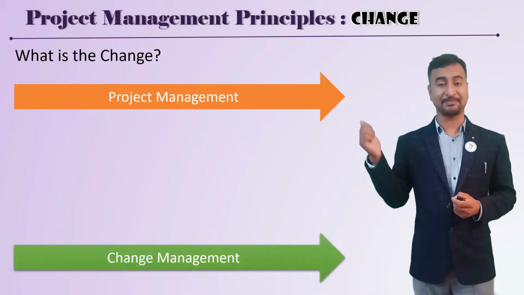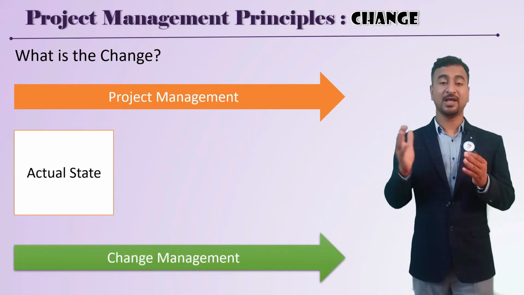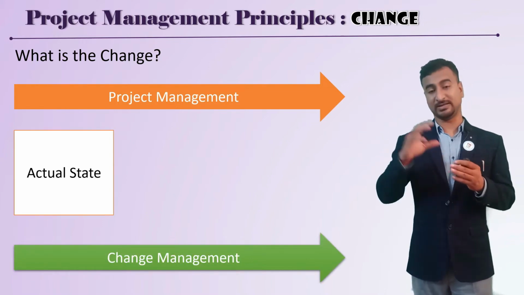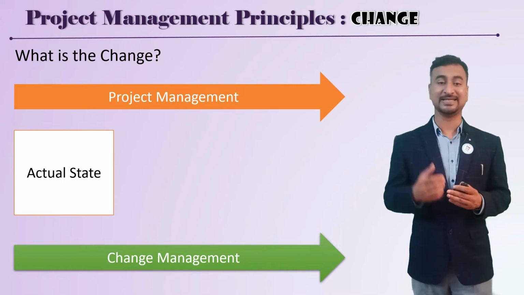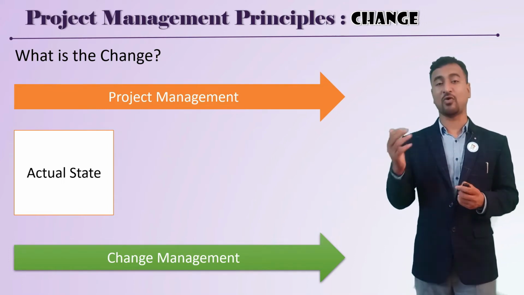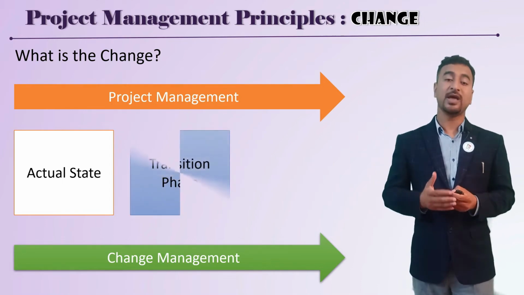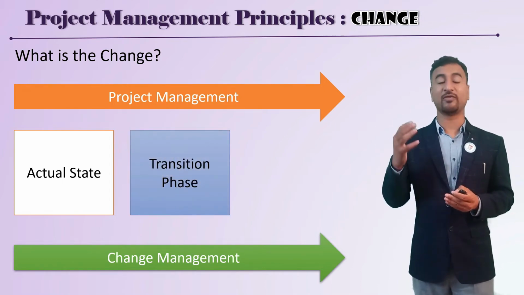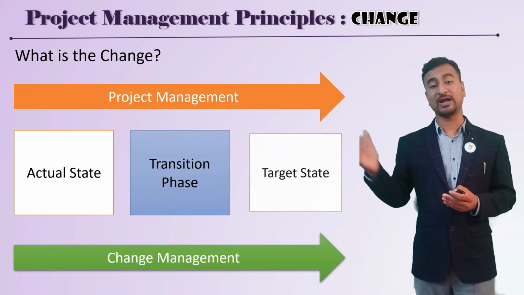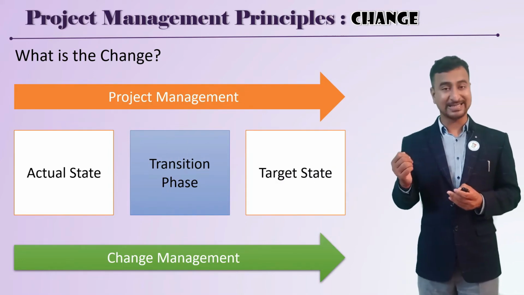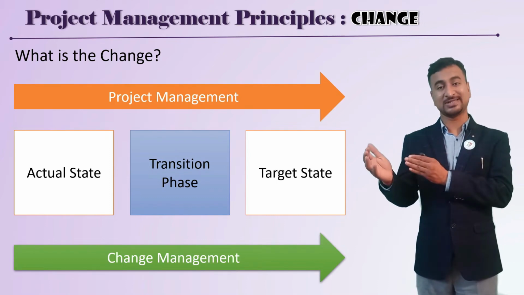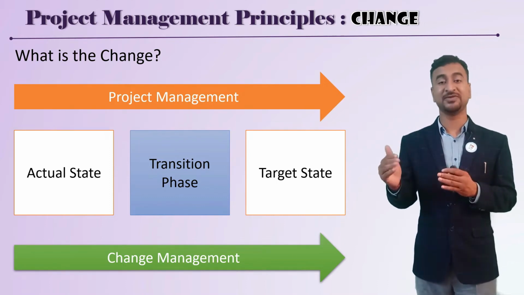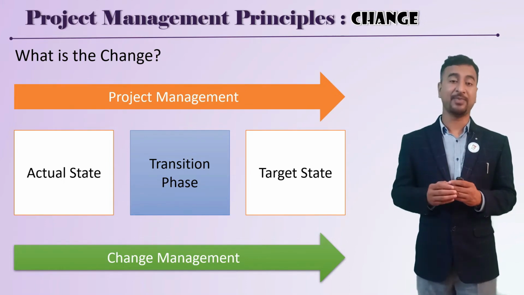In project management and change management, there are two different domains in which the skill sets vary a little bit. Let's understand: in your actual state, or what we call the status quo, there is some transition, what we call the transition phase, and you can achieve the future state. So from the current state to the future state, it's a journey through the transition phase. That is the change happening, right?